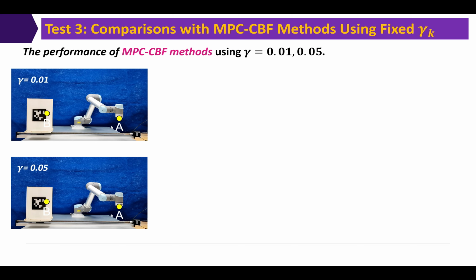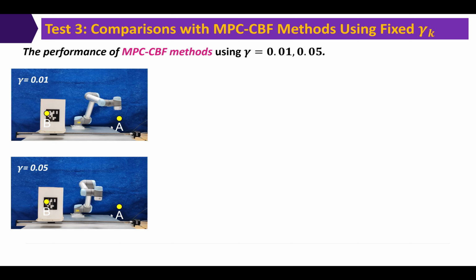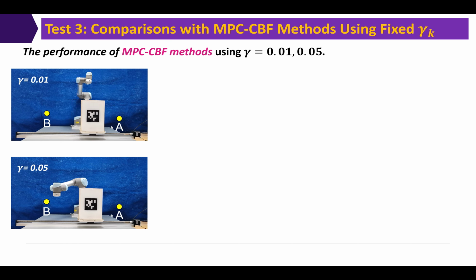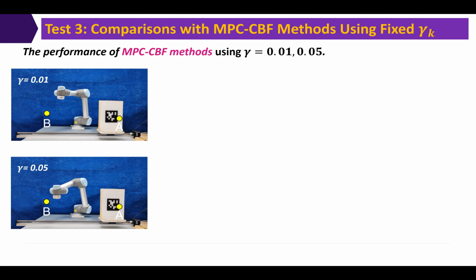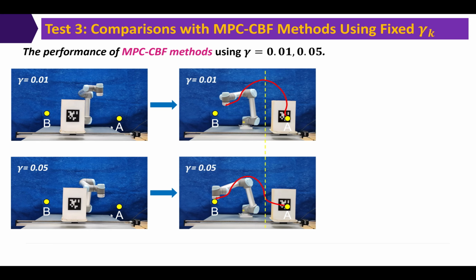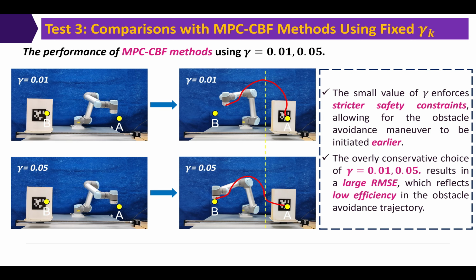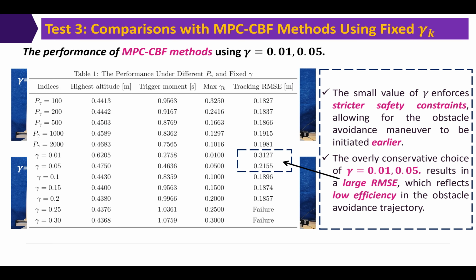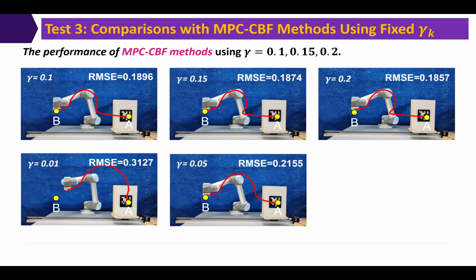We show the performance of the MPC CBF methods with gamma equals 0.01 and 0.05. The small values of gamma enforce stricter safety constraints, allowing the obstacle avoidance maneuver to be initiated earlier. However, the overly conservative choices of gamma result in a large RMSE, reflecting low efficiency in the obstacle avoidance trajectory. The performance of the MPC CBF methods with gamma equals 0.1, 0.15 and 0.2 outperforms that with gamma equals 0.01 and 0.05, achieving successful obstacle avoidance and lower RMSE.